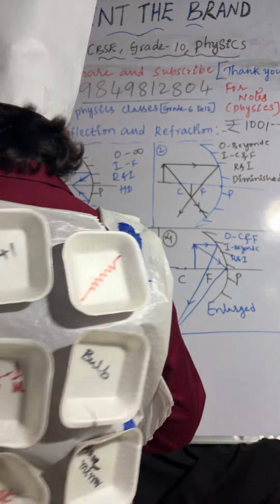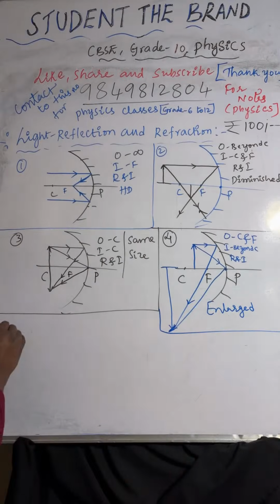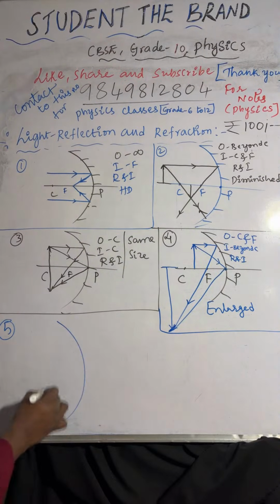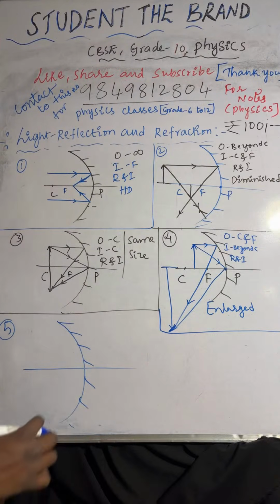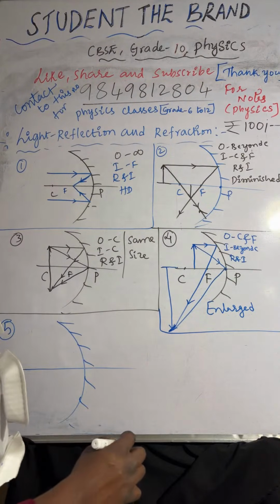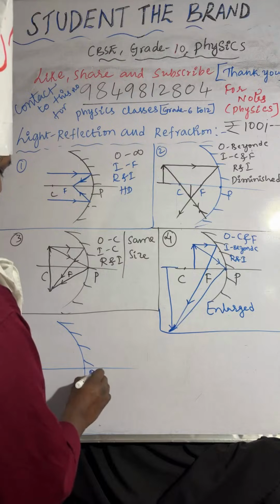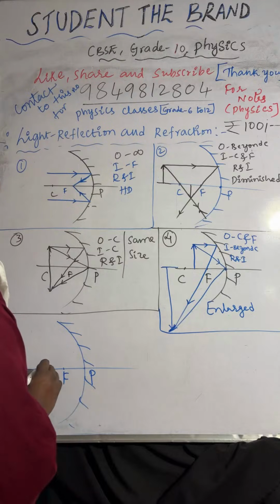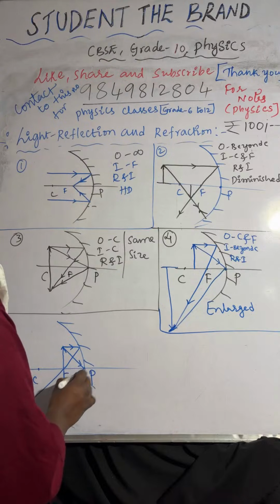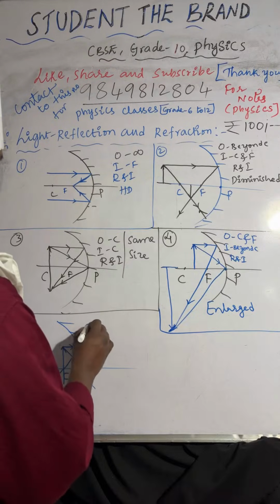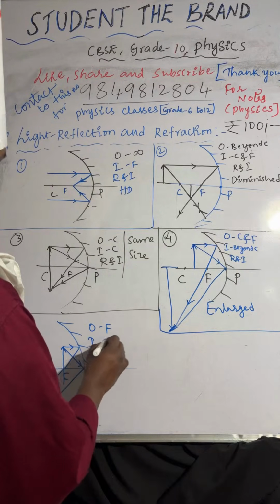So next one, fifth one. Here object is placed. So this is the pole, focus, center of curvature. Object is placed at F. So image will form at infinity. One light ray I am taking like this. Another light ray is incident at the pole. So object is at F, image will form at infinity.